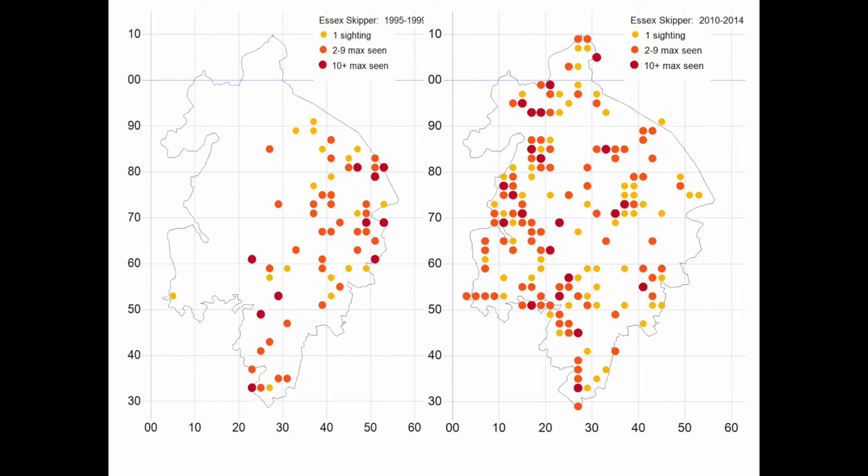Now, this is just to demonstrate the importance of recording. And what we'll say here is, because our recording is so good, we can make a statement like the Essex skipper has now increased and is found all over Warwickshire, because we have these 2 very strong databases.